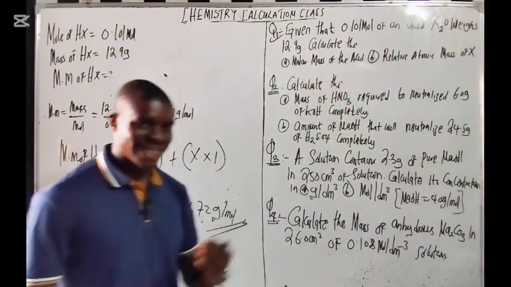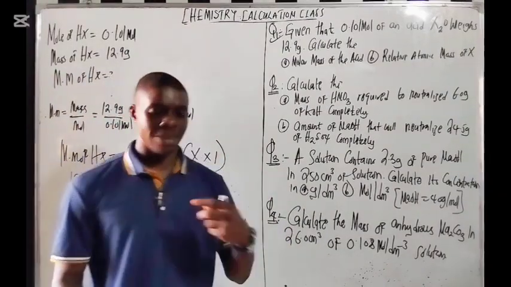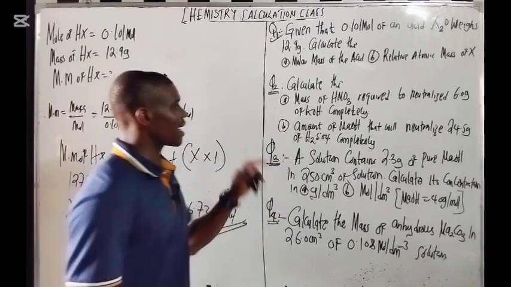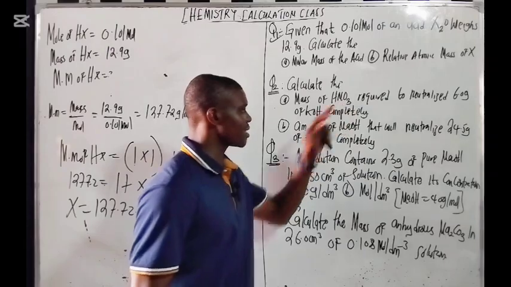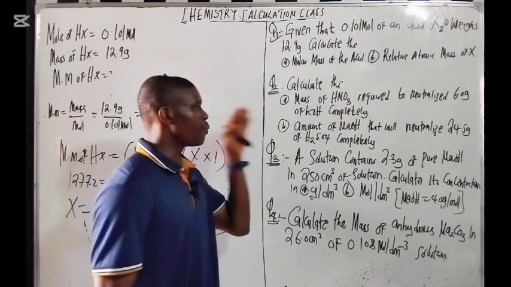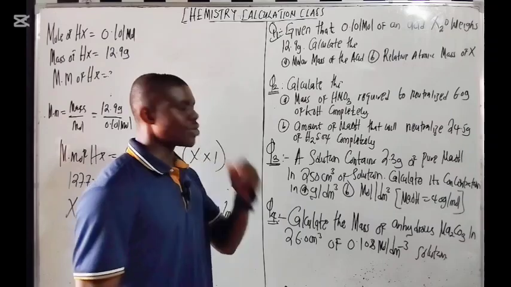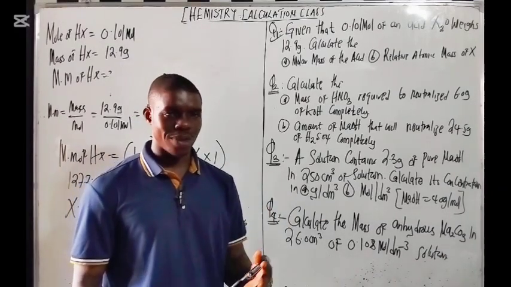The second one is a little bit tricky and technical, which is going to take much of our time, because so many persons have sent me a message that they don't understand this part. So you see, calculate the mass of HNO3, nitric acid, required to neutralize potassium hydroxide completely. This is a reacting mass and reacting mole question.